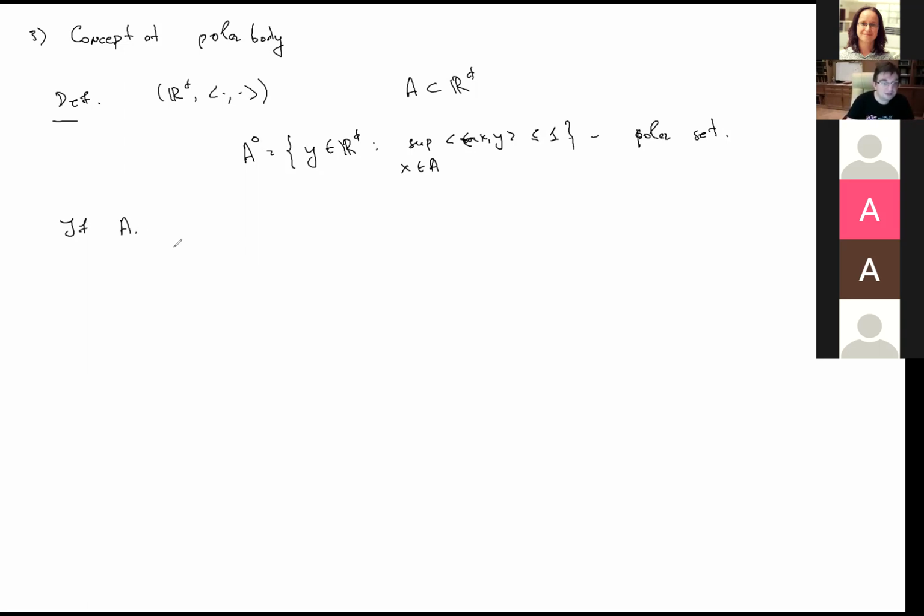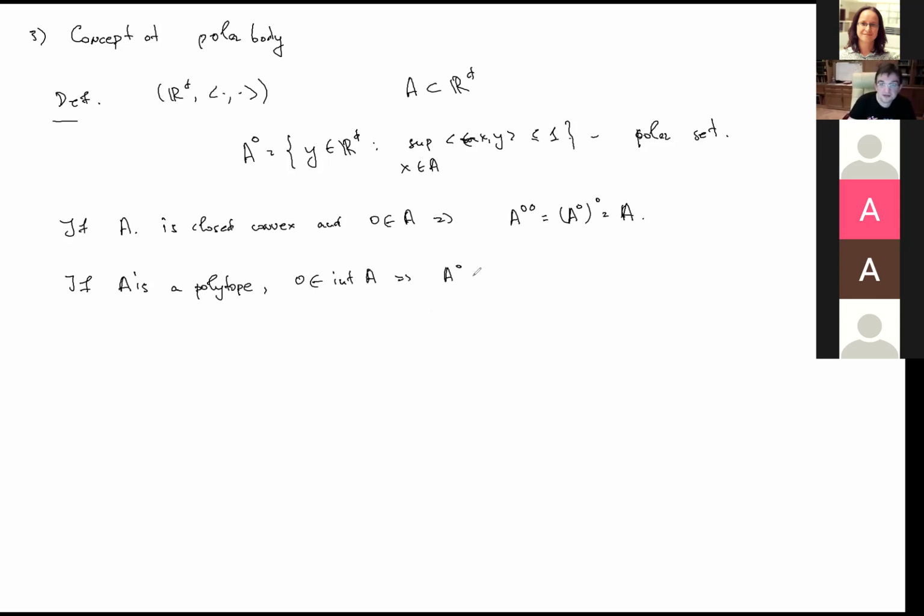And it is well known that if A is closed convex, and contains the origin, then there is a duality. So the polar set to a polar set coincides with A. And also if A is a polytope containing 0 in the interior, then A0 is also a polytope.